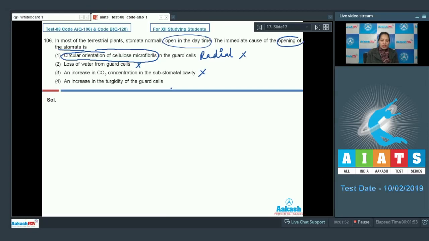Fourth, an increase in the turgidity of the guard cells. Yes, when there is increase in the turgidity of guard cells due to endosmosis, the stomata open. So the correct option for the given question is option number 4. Let's move to the next question.